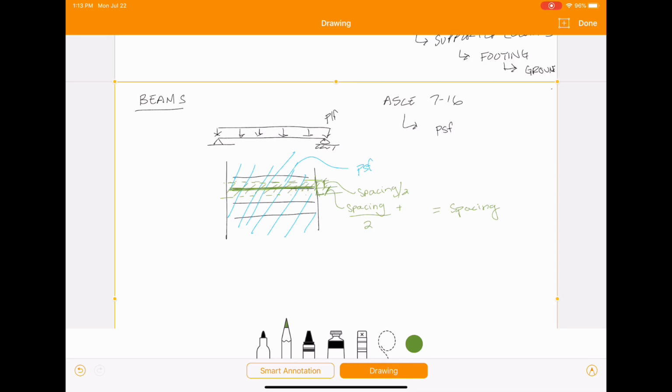So to go from PSF, this whole area load, to just a line load, you multiply it by this tributary width right there. When you do that, you'll end up with your PLF loading.